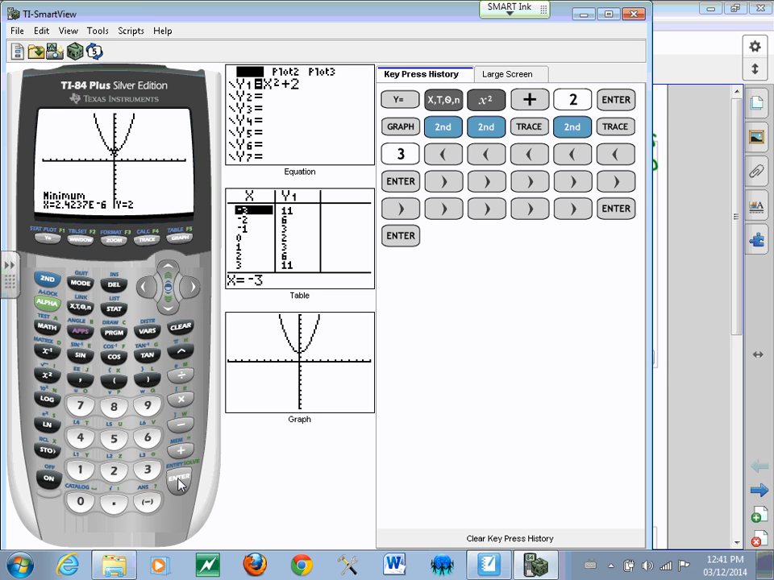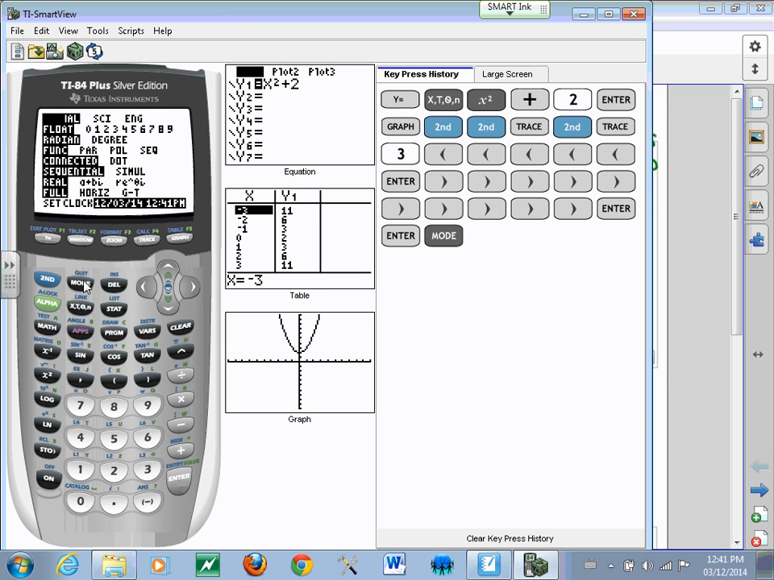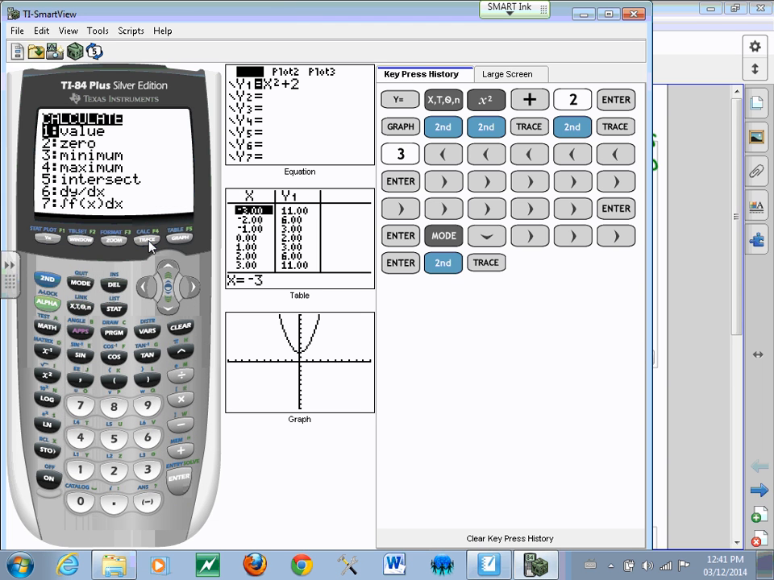Folks, do me a favor. Sorry, let me change my mode for a second to float 2, and it'll change that for us. The reason why it went to scientific notation is because I didn't set it to 2 decimal places. So now let's try that again. I apologize.